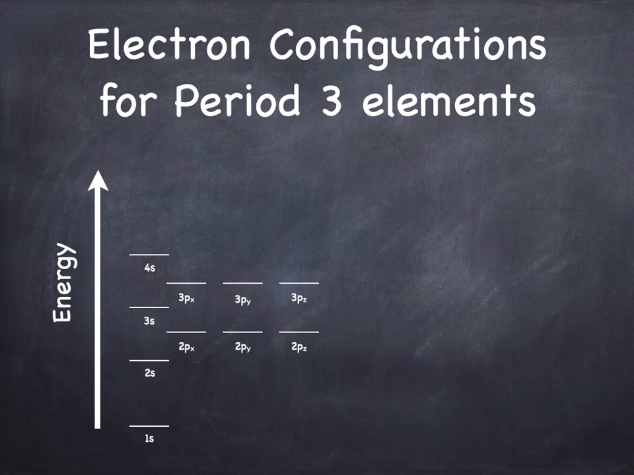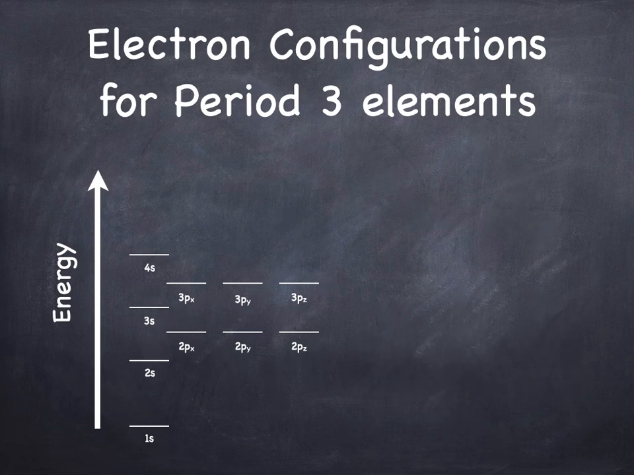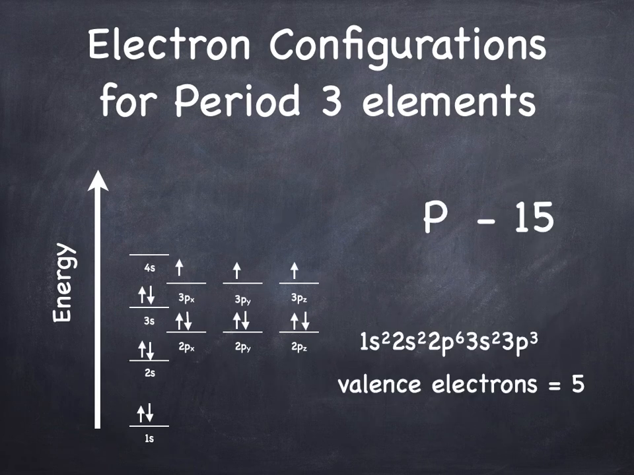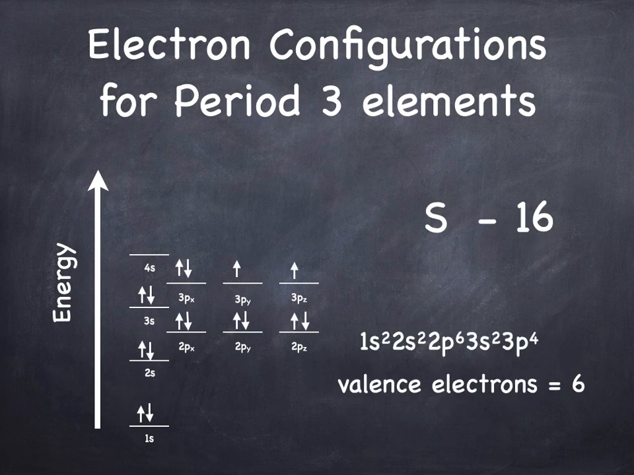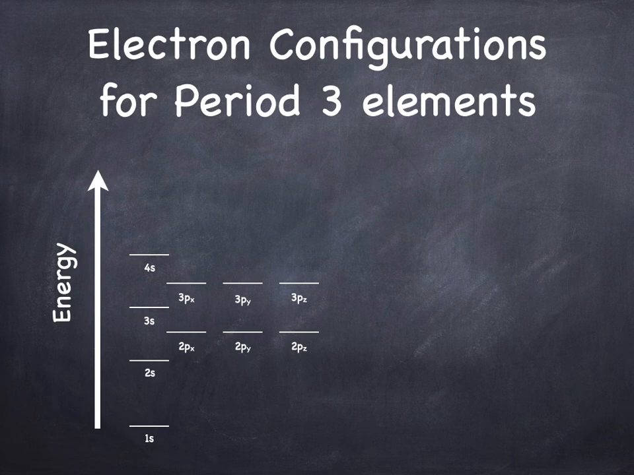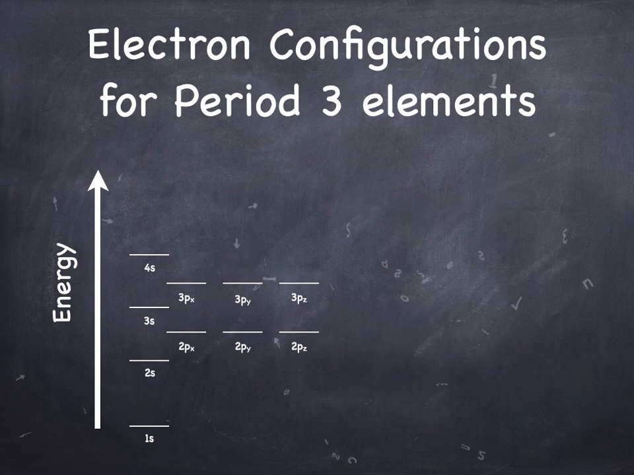Silicon would have 4 valence electrons, 2 in the 3s, 2 in the 3p. Phosphorus would be 5 valence electrons, 2 in the s, 3 in the p. Sulfur would have 6 valence electrons. So we move across the third period here. Then we get to chlorine, which would be 7 valence electrons, 2 in the s, 5 in the p.